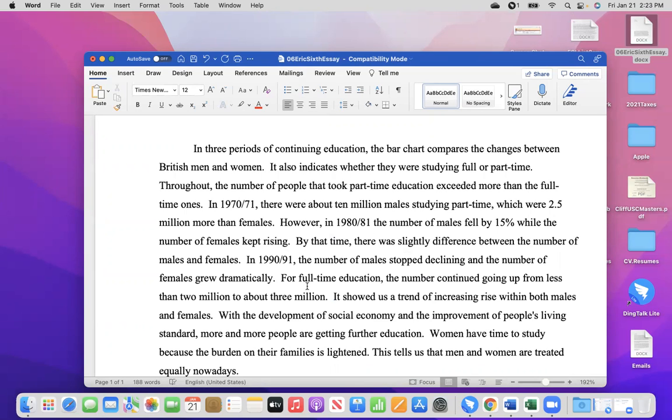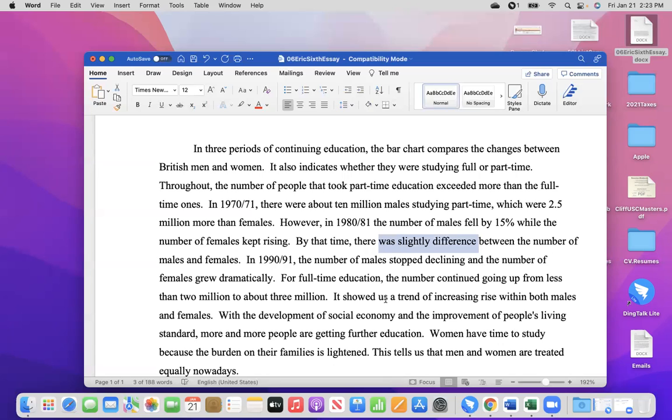But okay, so, "by that time, there was slightly difference between..." This is just a grammar issue, right? So how would you change that to fix the tense? So I think "there were slightly differences."